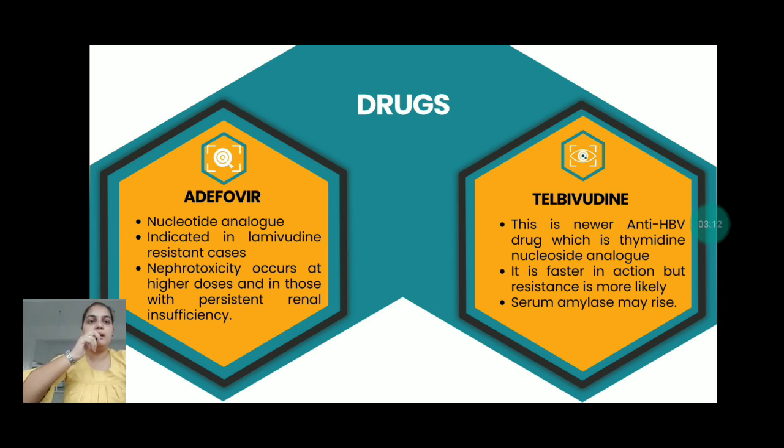The next is telbivudine. This is a newer drug. This is the fastest acting drug against hepatitis B virus, but it has a few side effects also. It is a thymidine nucleoside analog and it is faster in action, but resistance is more likely with telbivudine. The adverse reaction is that serum amylase may rise.